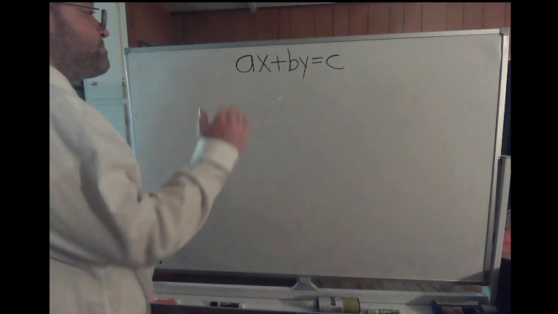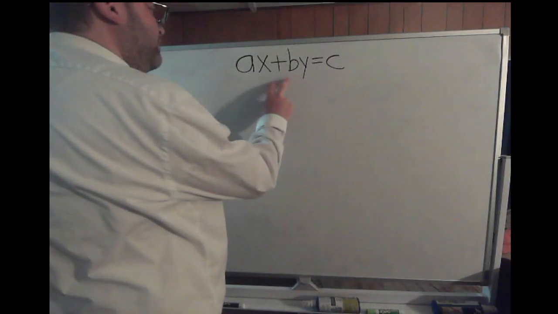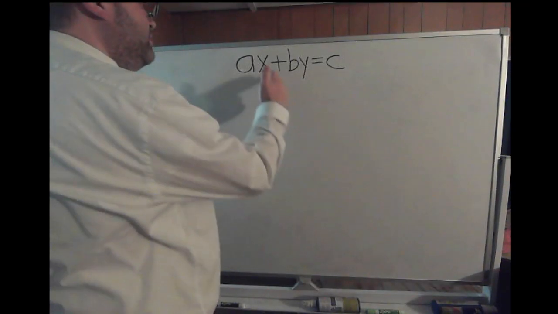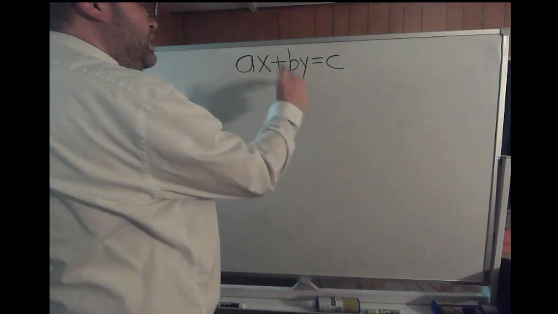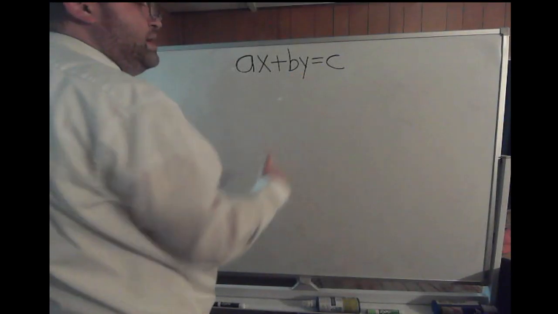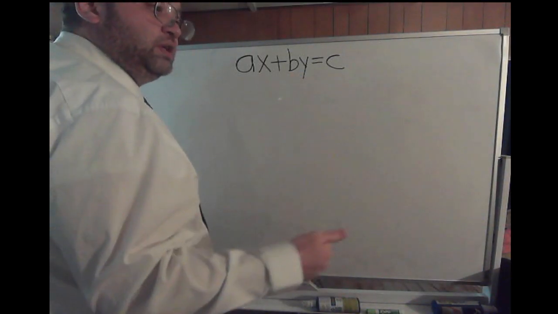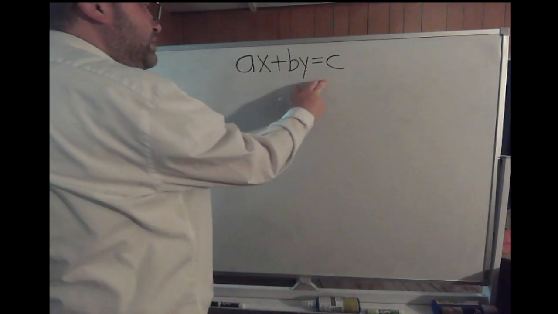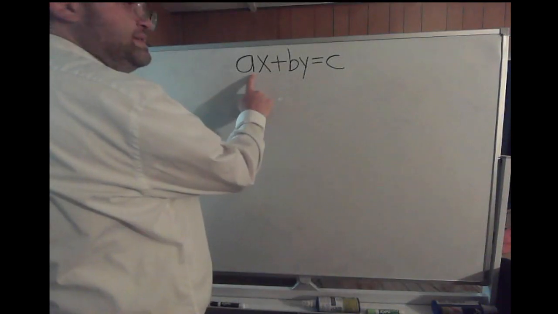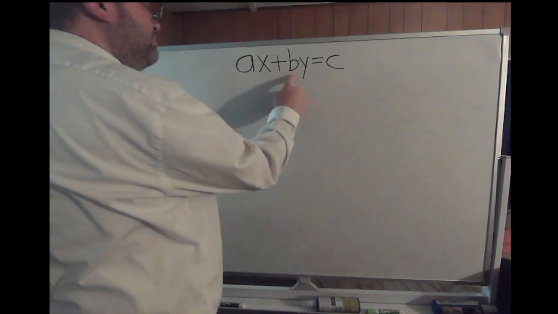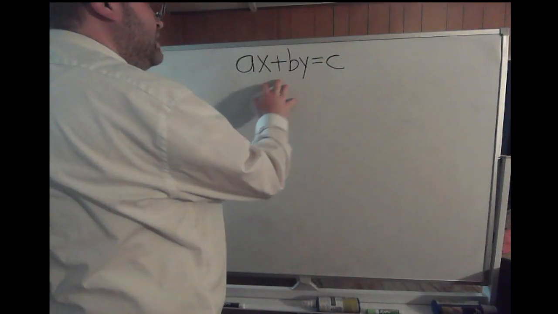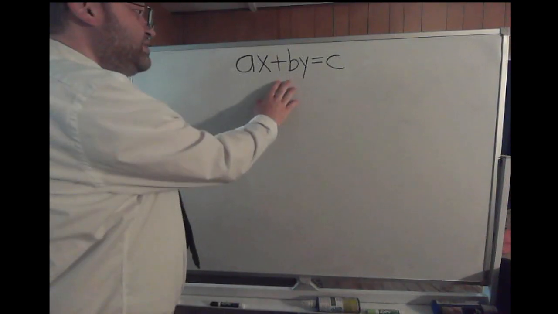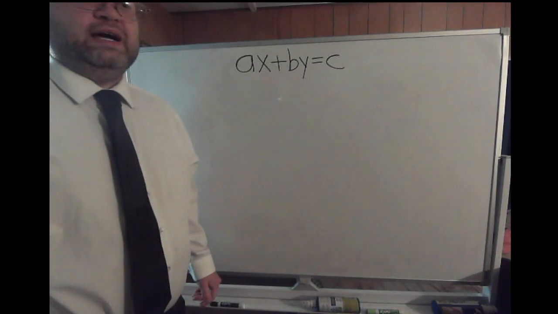What I have here is the standard form of a two-variable equation, or in other words, the equation of a line. If you have x and y in an equation, the standard graph of that is going to look like a line. The standard form is ax plus by equals c. Well, what does that mean? That a is some coefficient with x, that b is some coefficient with y. That's equal to the right-hand side c, which is some constant. So that's the standard form of the equation of a line.